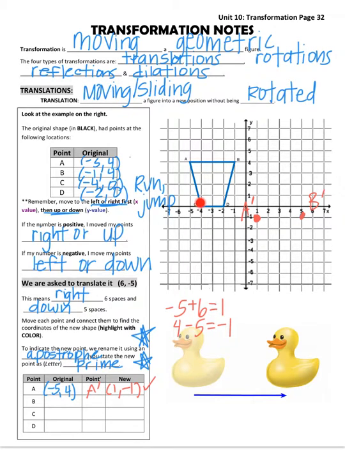Alright, C prime. Let's move C. 1, 2, 3, 4, 5, 6. 1, 2, 3, 4, 5. So 2, -5. Now let's get D. So we're going to move D over 1, 2, 3, 4, 5, 6, and down 1, 2, 3, 4, 5. Connect your points.